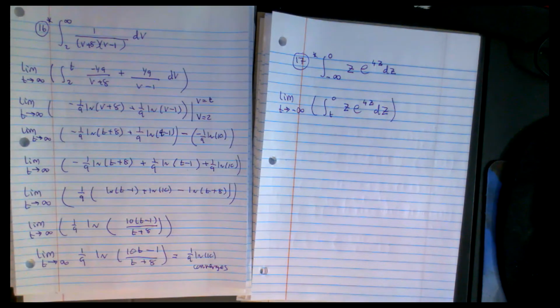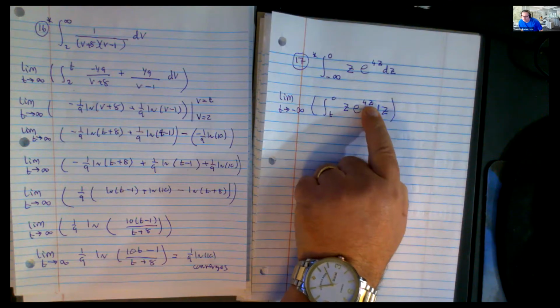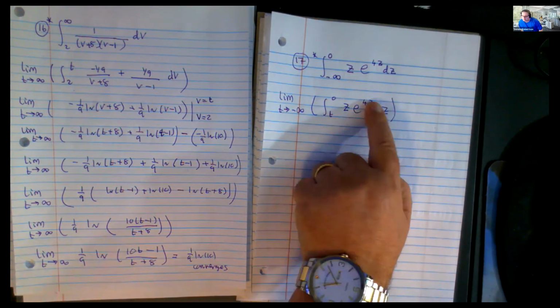U sub? Could be. In many cases it is. But if it's not a u sub, then what will it be? Integration by parts? Yeah. Now, if that was 4z squared, wouldn't it be a u sub? But because it's 4z, you see it doesn't really play well, right?